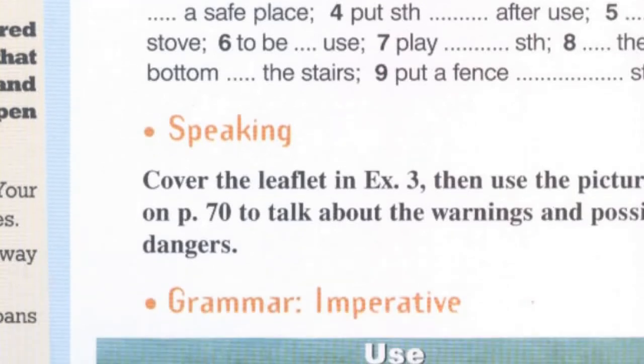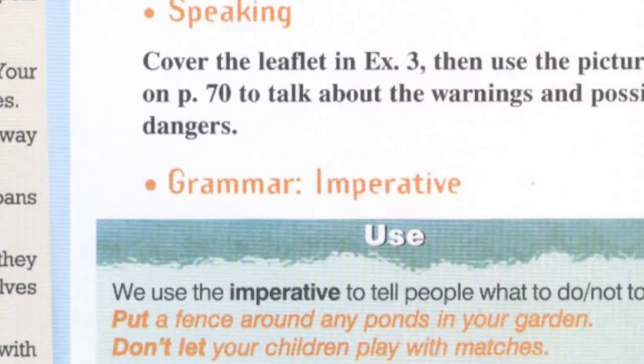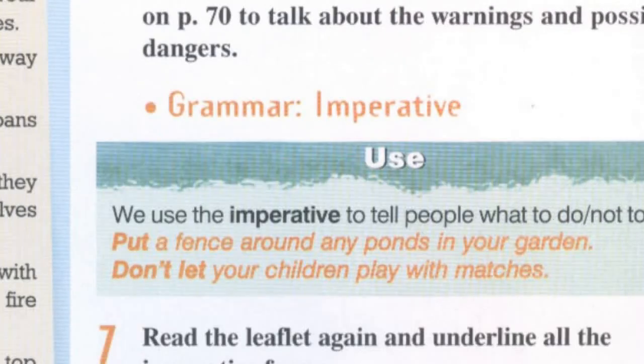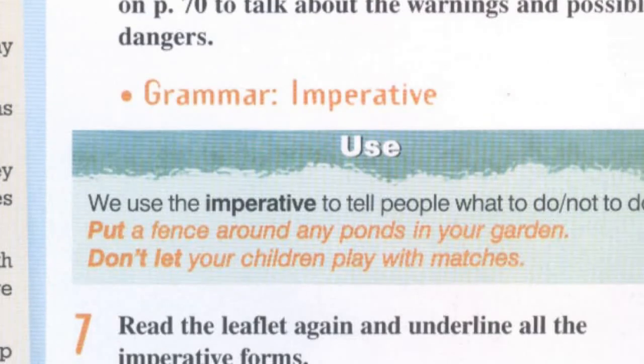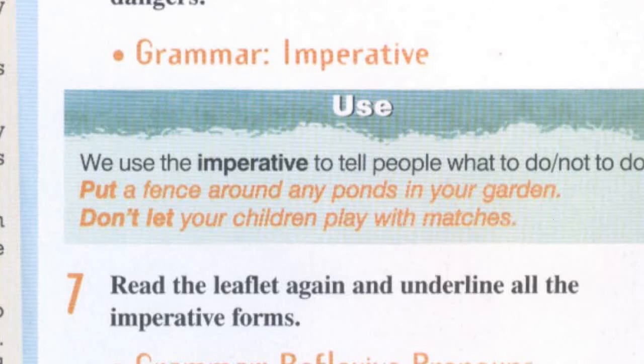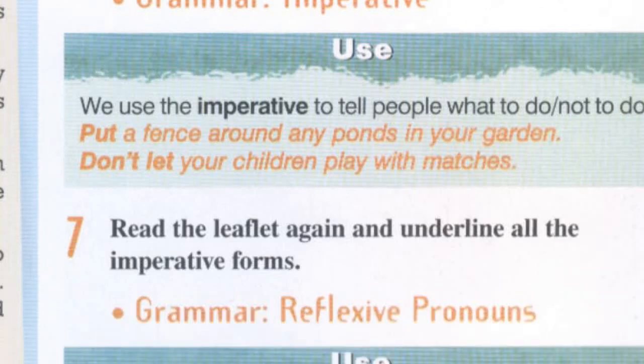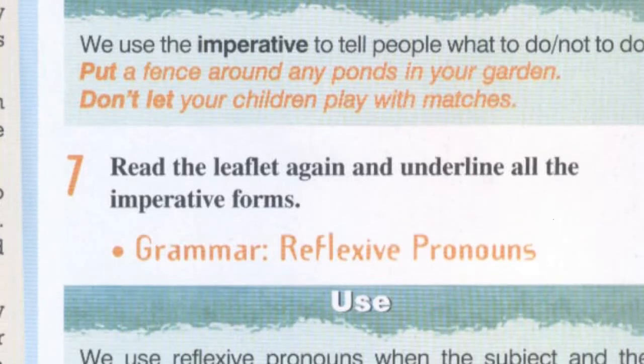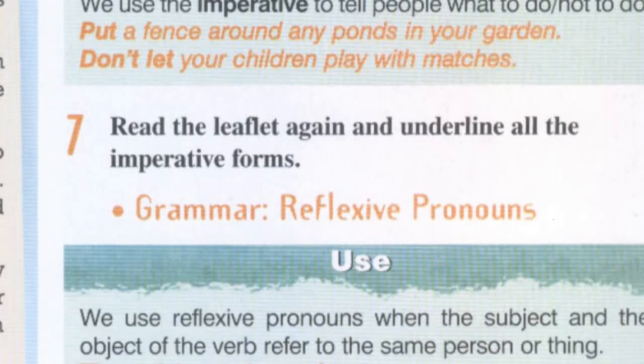The next part, we're going to look at the grammar. On this page, you have a grammar point written: imperative. Imperative in grammar means the form of verb that is used to give orders. By definition, we use the imperative to tell people what to do or not to do. So that is an order. Now, go to exercise number 7. Read the leaflet again and underline all the imperative forms.